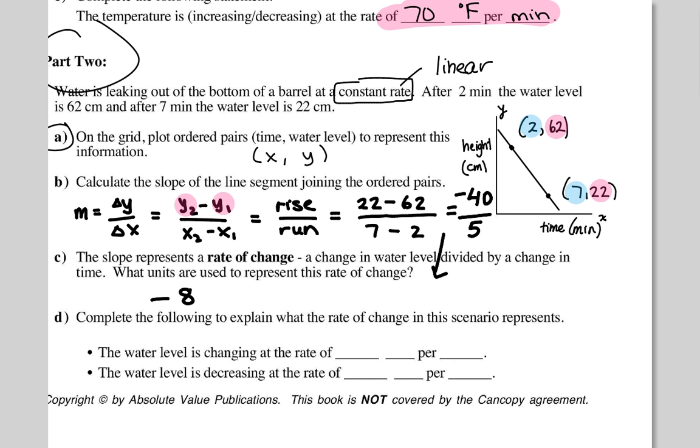Negative 8. And now we need the units. Remember, the units for Y go first, and then the units for X go next. So centimeters per minute. So what does that mean? Every minute you lose 8 centimeters. So the water level is changing at the rate of negative 8 centimeters per minute. Or in other words, it's decreasing by 8 centimeters per minute. So they're just using vocabulary there. It's changing by negative 8, or in other words, it's decreasing by 8.